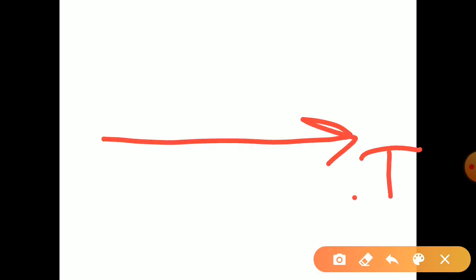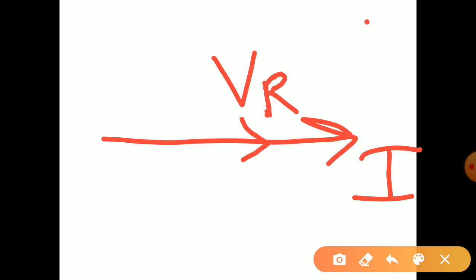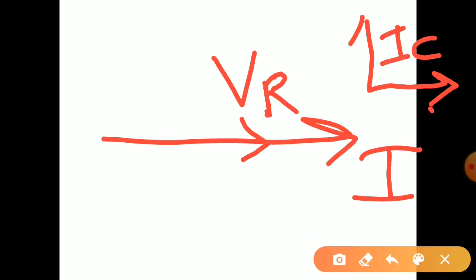Now if we need to draw the phasor for this circuit connection, then current I will be the same in the circuit, voltage VR will be in phase with current, and where will we be plotting VC? As we said earlier, IC current is leading voltage by 90 degree.